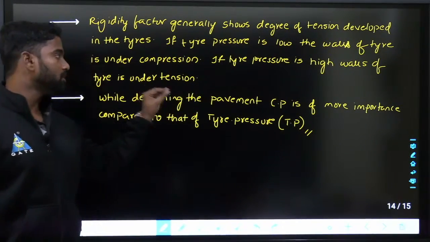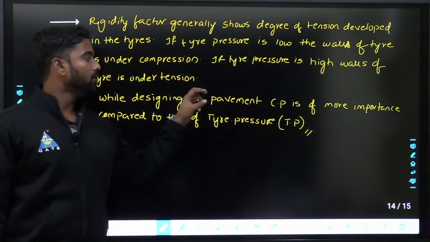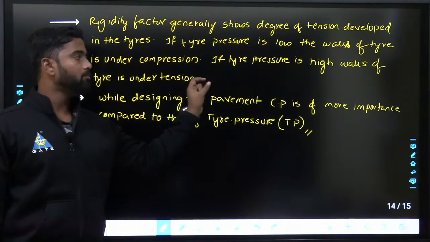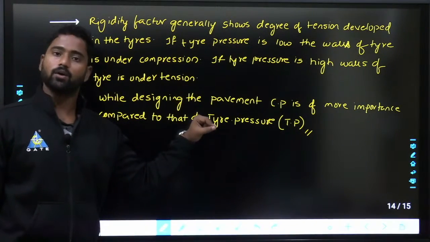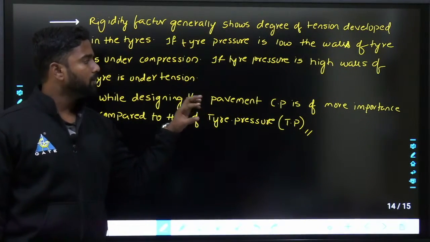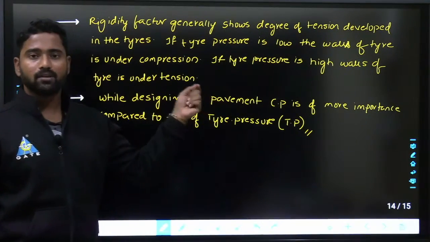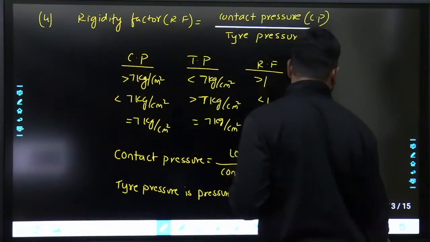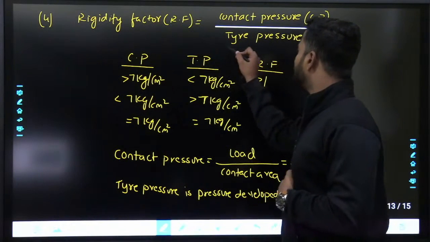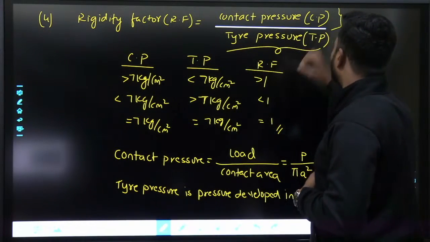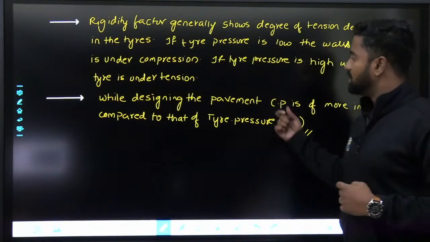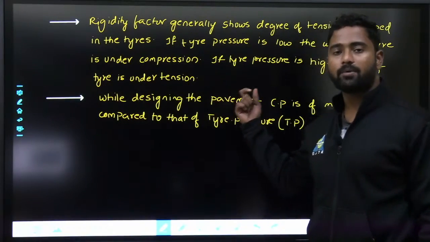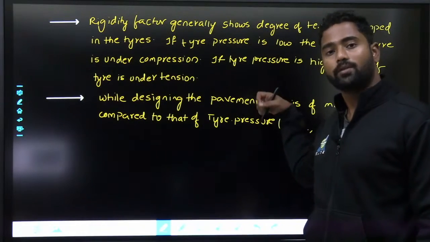So the thickness of pavement, the designing of pavement, depends only on contact pressure but not on the tire pressure. But if you see, contact pressure further depends upon tire pressure only. Based on rigidity factor and tire pressure, we try to find out contact pressure. So both points are correct.